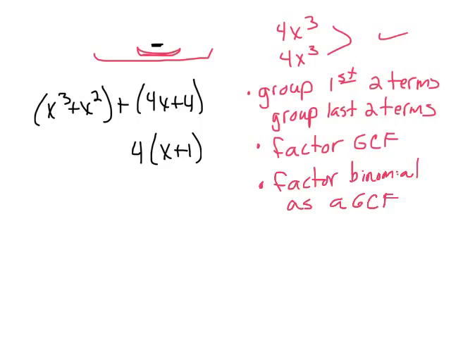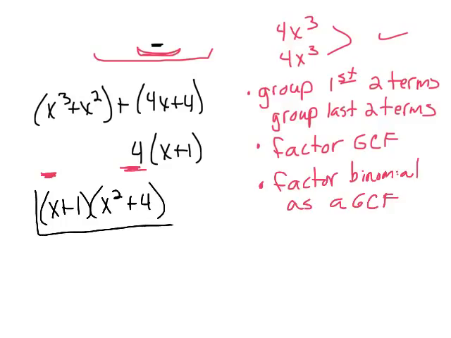So we're going to rearrange this again. My binomial is x plus 1. When I factor that out, I'm left with x squared plus 4 as my other term. Now I cannot factor x squared plus 4 anymore, so this is factored completely, and that's how you factor by grouping. You group the terms, you factor a GCF, you factor the binomial as a GCF, and that regroups the terms into two products, or a product of two terms.